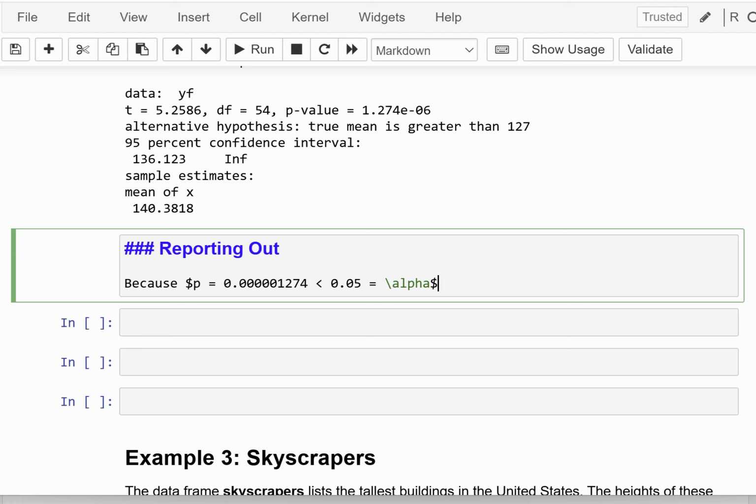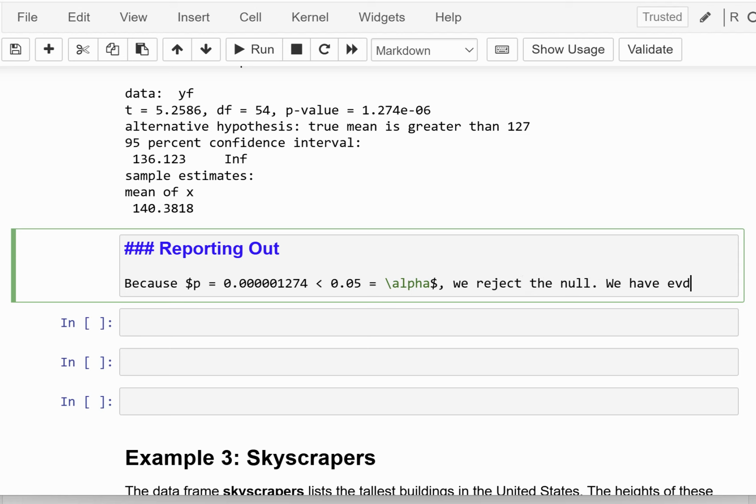Because p is less than alpha, and am I sure I got this exactly the right number of decimal places? Well, it doesn't matter because it's definitely less than 0.05, and I didn't want to type out the scientific notation. All right, so because the p-value is less than alpha, we reject the null.